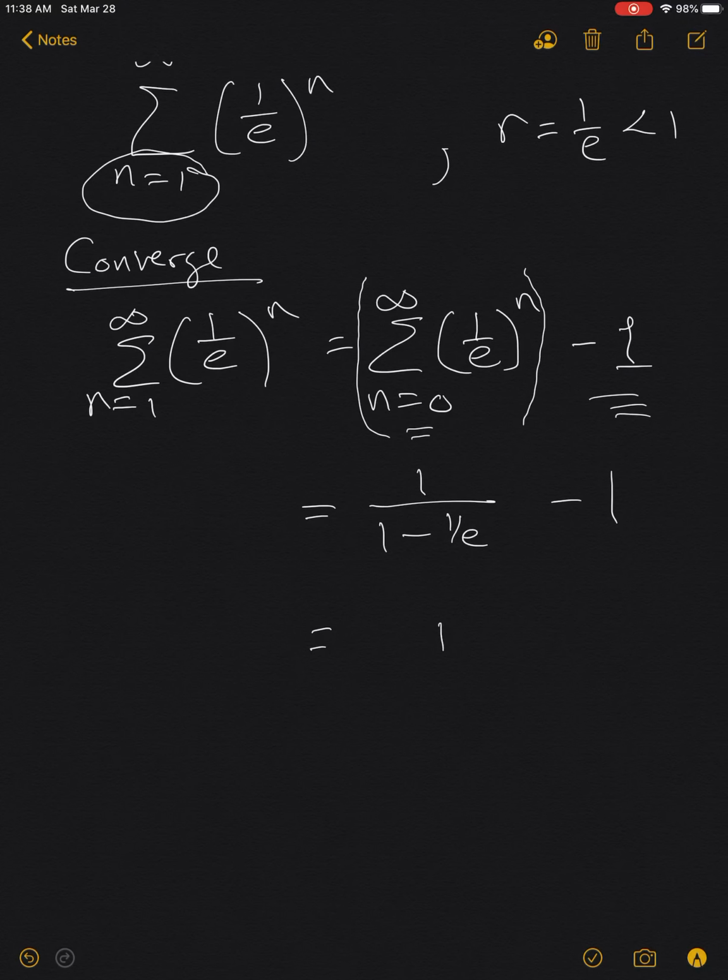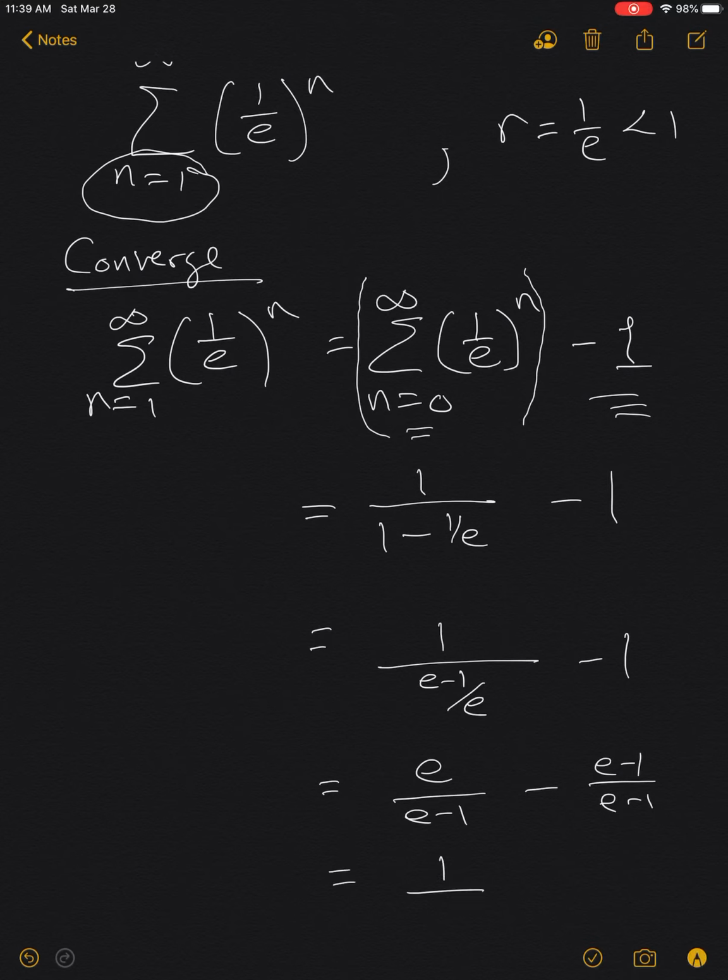Or, write this number 1 here as e minus 1 over e minus 1. And finally, with our common denominator, we have a 1 over e minus 1. So our series converges, and converges to the value of 1 over e minus 1.